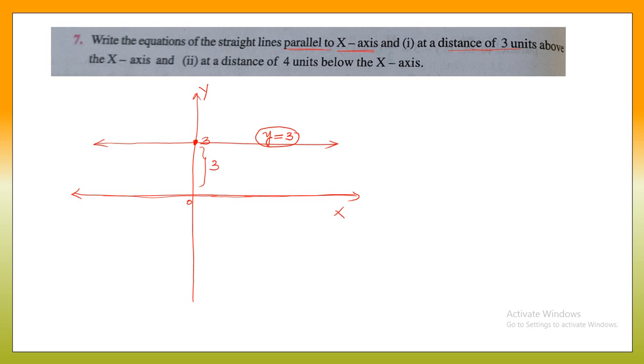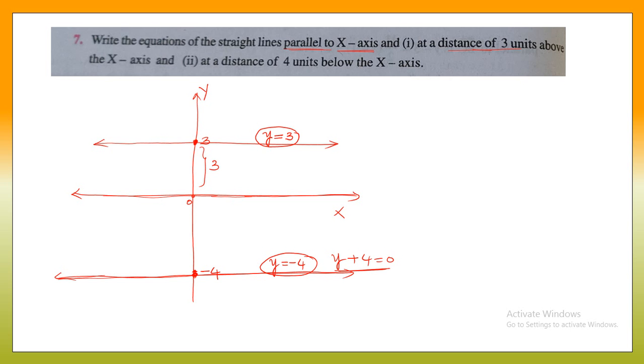Next, one more question he has given now. At a distance of 4 units below the x-axis. So 4 units below means you need to come 4 steps down. That means this is my minus 4. Then I need to consider a line parallel to the x-axis, right? So my line will be like this, passing through minus 4. So y is equal to minus 4 is my answer. Otherwise you can write it as y plus 4 is equal to 0.